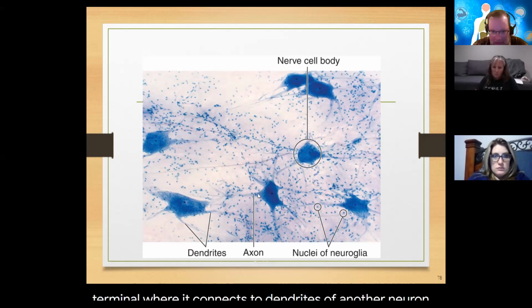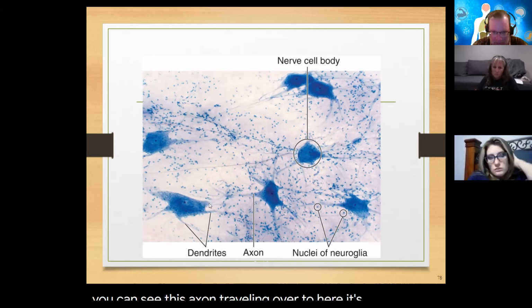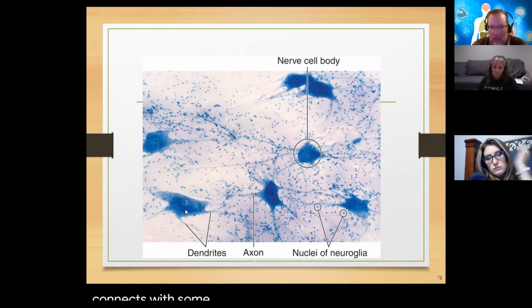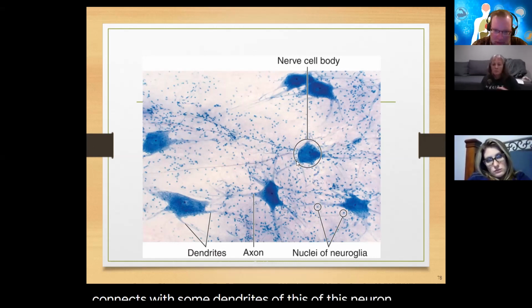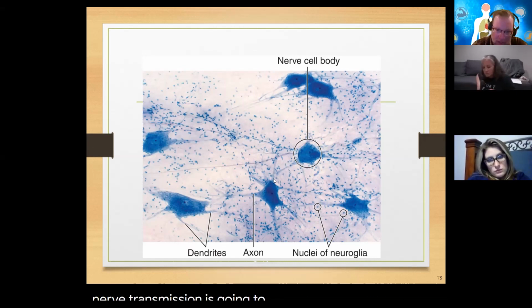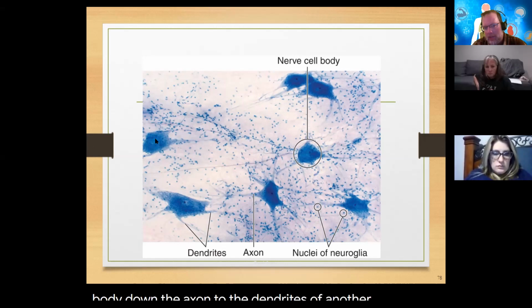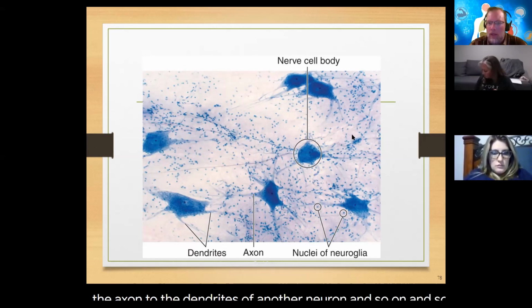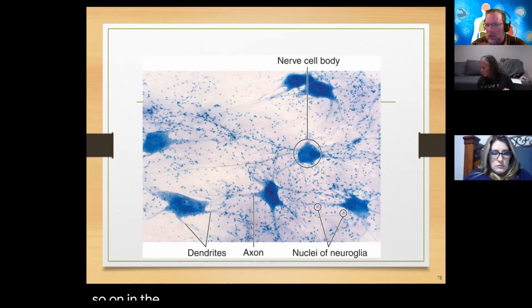You can see this axon traveling over to here. Its branches, it looks like right around in here, and connects with some dendrites of this neuron. So nerve transmission is going to flow dendrites into the cell body, down the axon to the dendrites of another neuron, out the axon to the dendrites of another neuron, and so on and so on. In the brain, these neurons are densely packed.